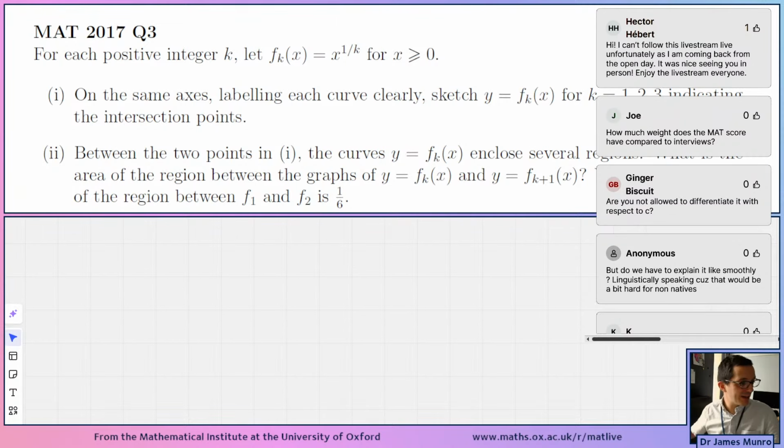And Joe says about weight of MAT score. MAT score is very important. You've asked for the comparison with interviews. So if we're assuming we're at the stage where we've shortlisted and done interviews, then interview is pretty important because we can ask more questions at interview that we haven't asked on the MAT. You could find out what you think about other sorts of maths as well. I think interview is pretty important.